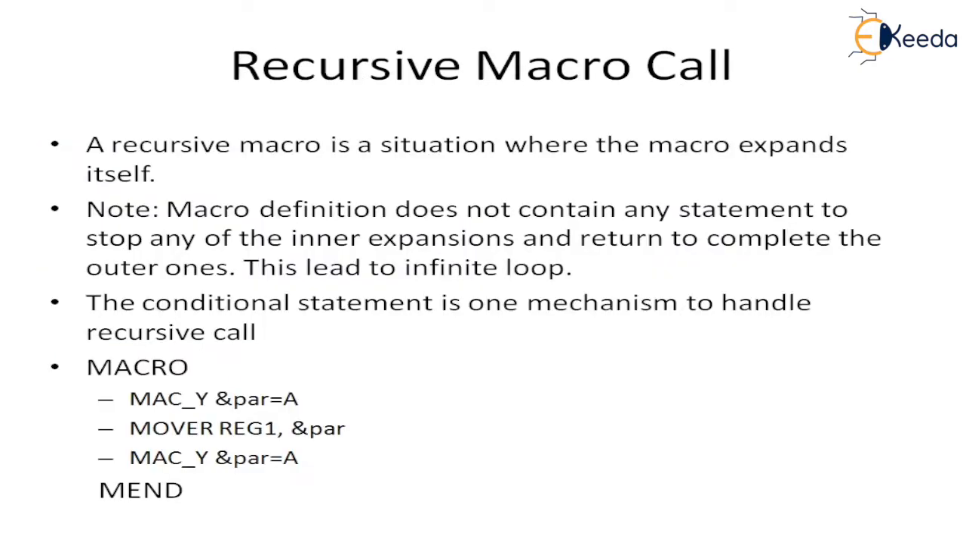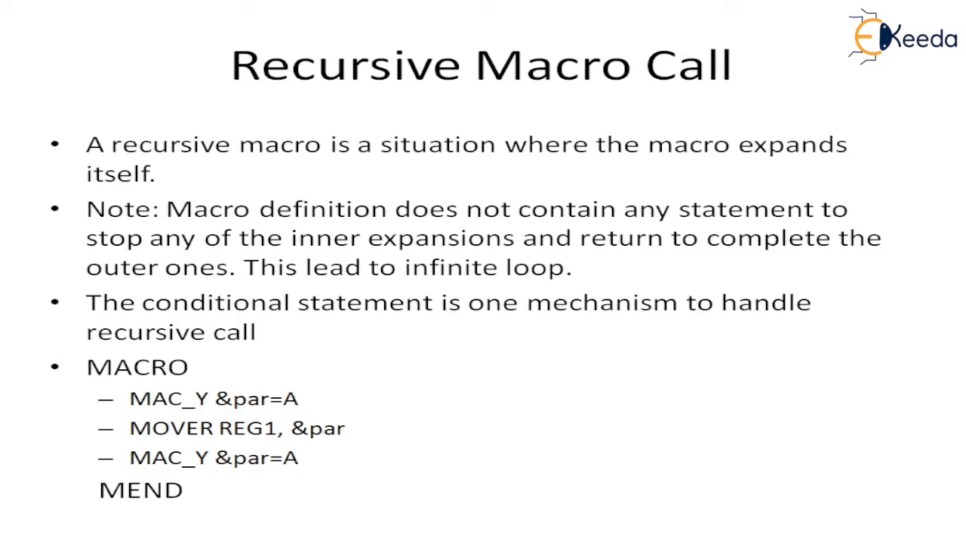After that, the next topic is the recursive micro. A recursive micro call is a situation where the micro expands itself. Means a micro within that micro is expanding itself, called a recursive micro. The micro definition does not contain any statement to stop the inner expansion and return to complete the outer. This leads to an infinite loop. And a conditional statement is one mechanism to handle the recursive call.